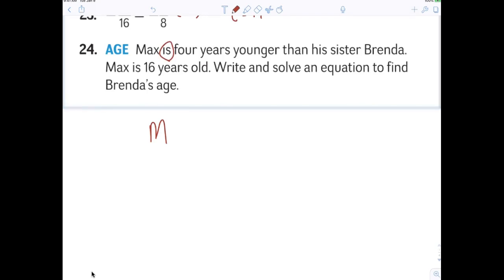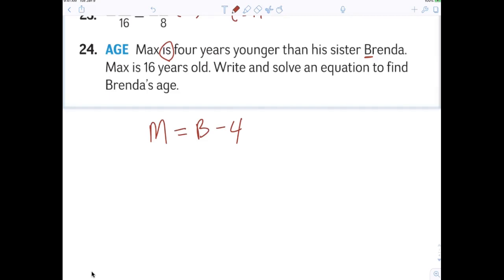What does is mean? Equals. Here we go. Max is 4 years younger than his sister Brenda. So I can write what? M equals B minus 4. Not M minus 4, but B. The reason why we're saying B is because who is he referring to? Brenda. You see what I mean? I want everybody to write M equals B minus 4. You have to know that. Max is 4 years younger than Brenda. That's what that means. You should just write that down.